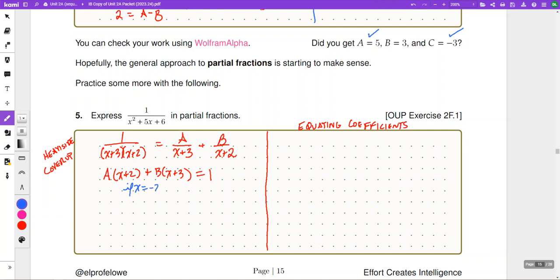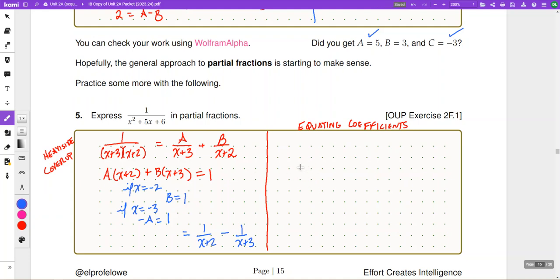So the Heaviside cover-up method is the method that we discussed in previous videos, which is to select values that will allow you to simplify your computation. So if x is negative 2, then we know b is equal to 1. And if x is negative 3, then we know negative a is equal to 1. And so then we have our solutions. That means that our partial fraction decomposition is going to be 1 over x plus 2 minus 1 over x plus 3.